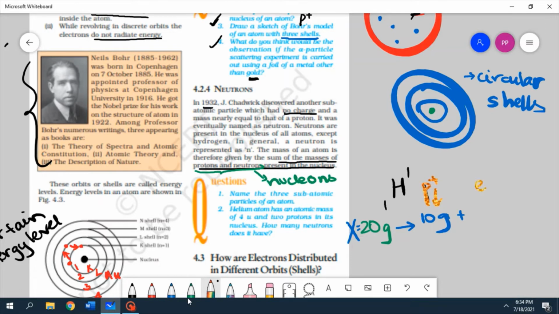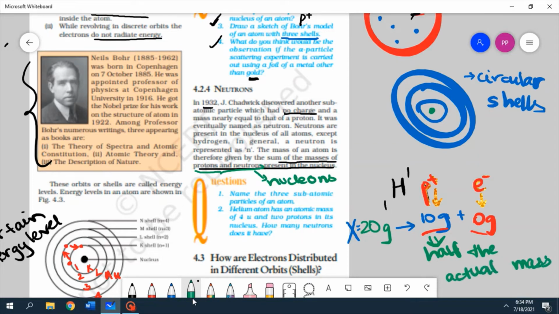We already established that electrons have 0 grams, negligible mass, so we're taking 0. This is electrons, this is protons. So he thought, if the mass of a proton and the mass of an electron don't add up to the actual mass of the atom, and they're roughly equal to half the actual mass, what about the rest of the mass? Where is the rest of the mass of the atom?